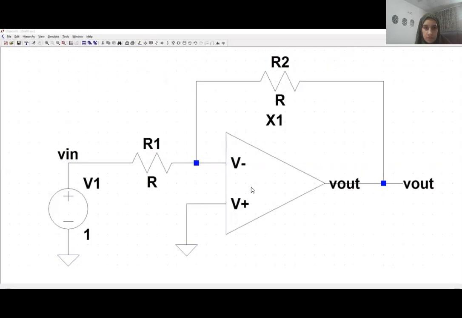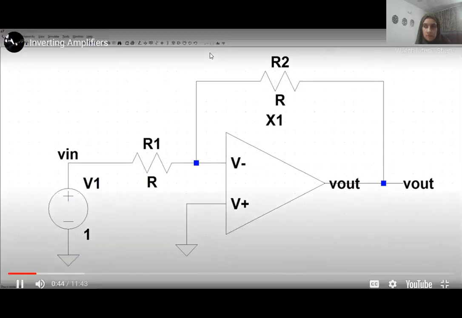Let's see if we can figure out what the closed loop gain of the amplifier will be and then verify it with a simple simulation. To find the gain of a system, we take the output signal and divide it by the input signal. So first we need to get an expression for V in and V out in terms of the resistance. To do this, we'll perform nodal analysis on this node here.